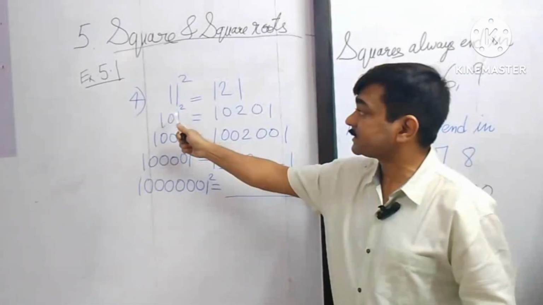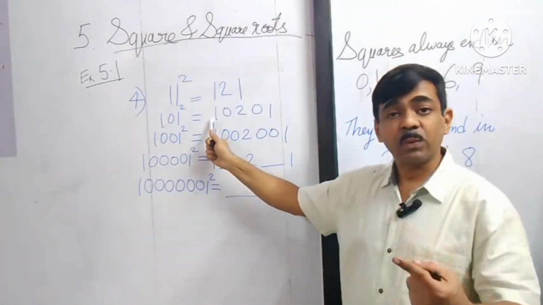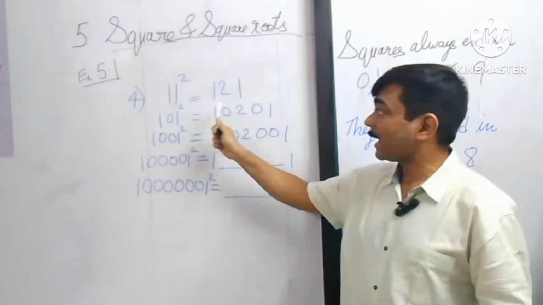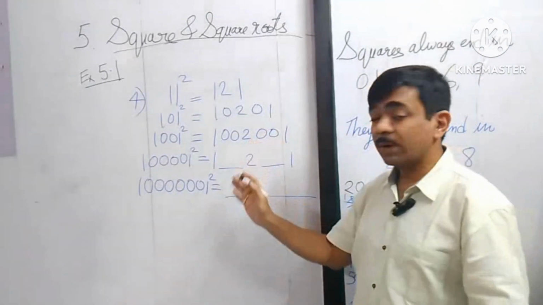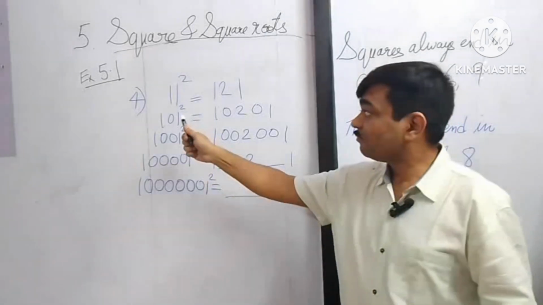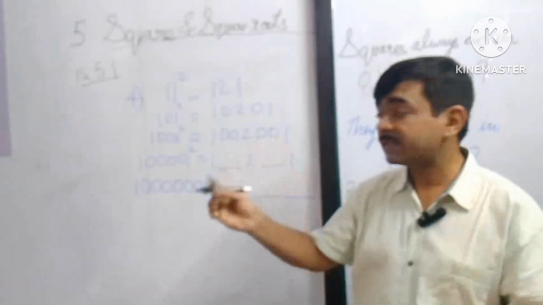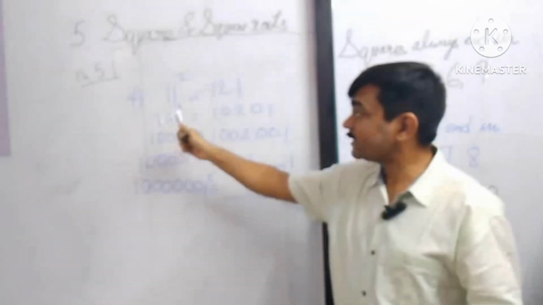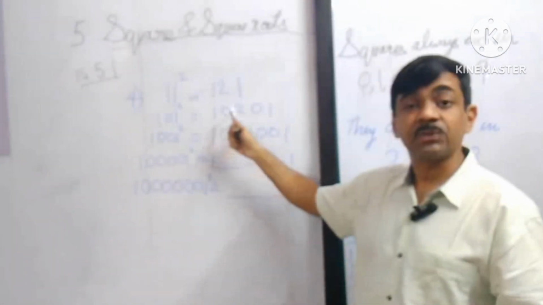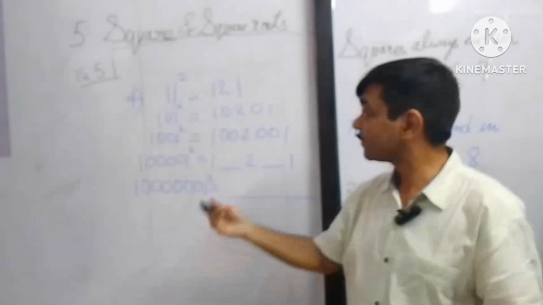please look at the starting number and the ending number. It starts with 1 and ends with 1, and in between you have the number 2. However, between 1 and 2, we observe the same number of zeros have to be inserted over here. So 101 squared became 10201. The starting number was 1, it ended with 1.